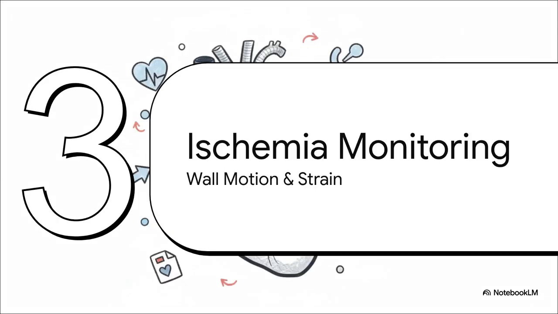All right, let's shift gears. We've talked a lot about the heart's plumbing, the valves. Now let's talk about the engine itself, the heart muscle. We're moving into part 2, which is all about using TEE as our watchdog for myocardial ischemia. This is one of the most powerful things TEE can do in the OR because a change in how the wall moves can be the very first sign that the heart muscle isn't getting enough oxygen.